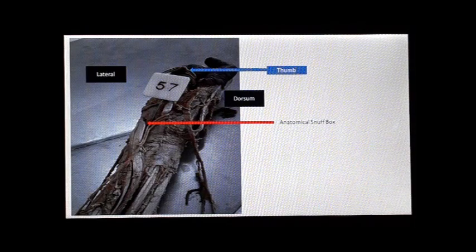Coming to the boundaries of anatomical snuff box, laterally it has got two muscles. One is called abductor pollicis longus, the other is extensor pollicis brevis, and medially one tendon which is going towards the thumb again, that is called extensor pollicis longus. These are the boundaries of anatomical snuff box.